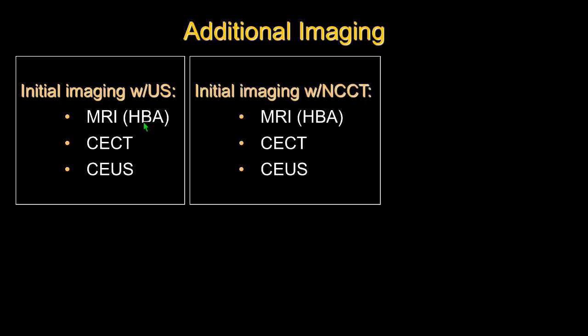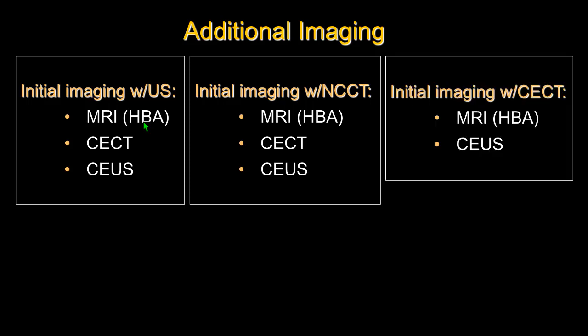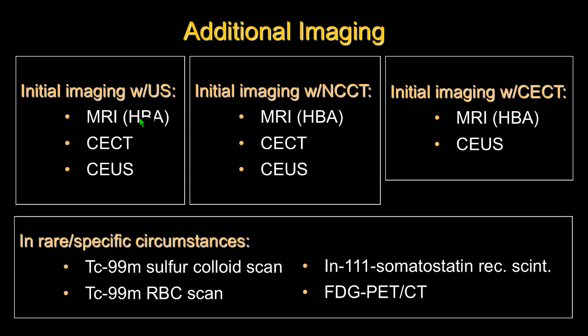If we saw the lesion initially on a non-contrast CT, then we have the same options to do a contrast-enhanced MR, CT, or ultrasound. And if we saw the lesion initially on a contrast-enhanced CT, then we could opt to go to MRI or contrast-enhanced ultrasound to try to make a specific diagnosis. Now, very rarely, we might want to use a very specific nuclear medicine technique like one of the ones I've listed here, but that's quite rare. I think in the vast majority of cases, the appropriate options for further imaging are going to be the ones listed here.